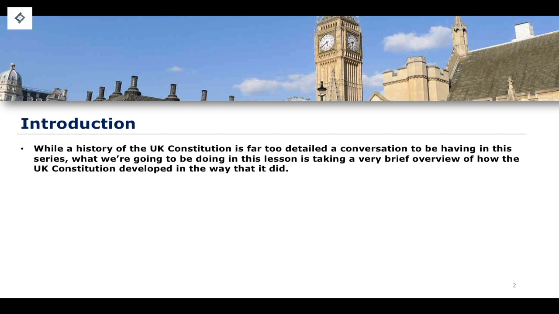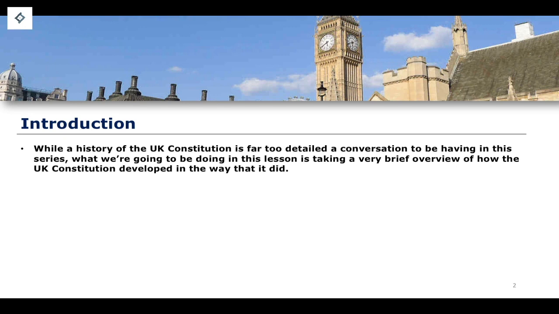And while a history of the UK Constitution is far too detailed a conversation to be having in this particular series, we're going to just take a brief overview to look at some of the major implications of it. We'll also talk about the history of the UK Constitution in other contexts in the future. So, for example, when we look at the development of parliamentary sovereignty, the impact of the Glorious Revolution, and all these different things, that's going to be something of a historical debate as well.